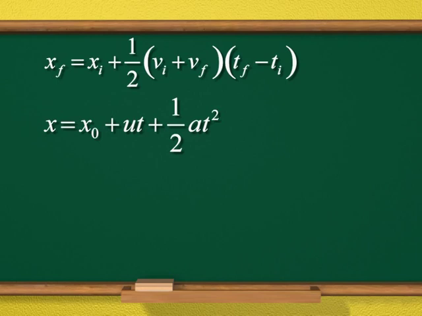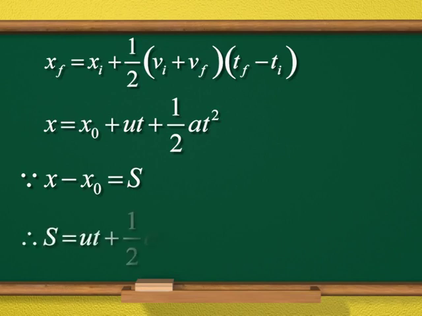If s is the displacement of the particle in time t, then x minus x0 is equal to s and the relation becomes s equal to ut plus half at square.